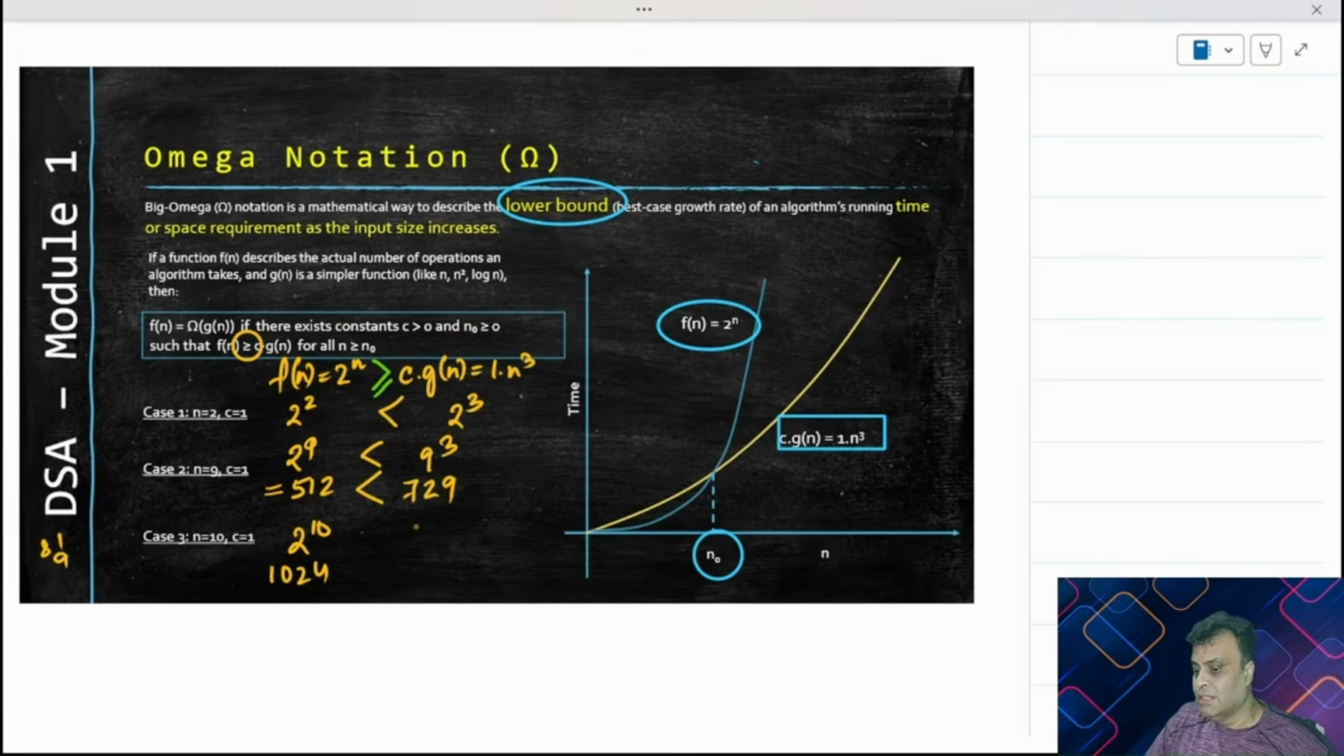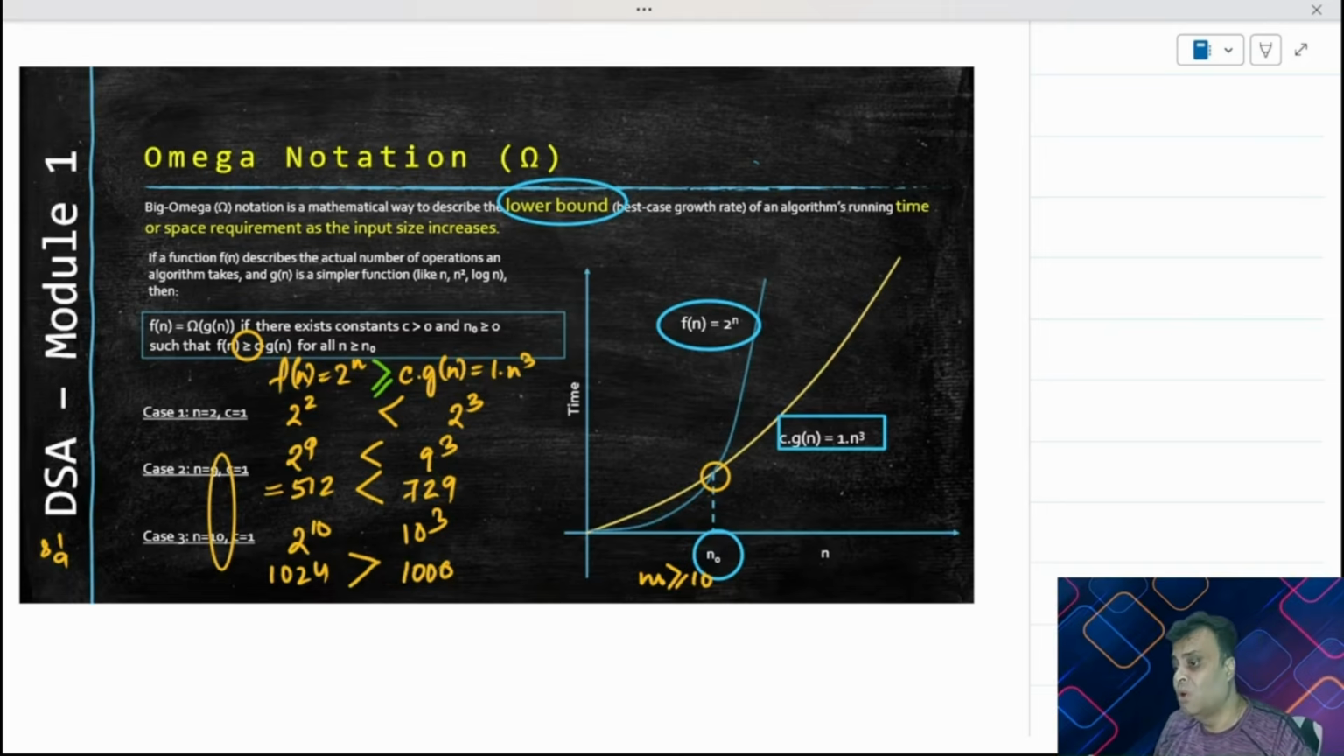And c dot gn, that is, if I put n equal to 10, then this becomes 10 cube. Now 10 cube is nothing but 1000. Now we have 1024, that is 1024 greater than 1000. So can we say that between 9 and 10 there is a point where this inflection happens? It will be safe to say our n0 value is greater than or equal to 10, where the inflection happens. That is, our CGN will fall below Fn and hence becomes the lower bound of the function.